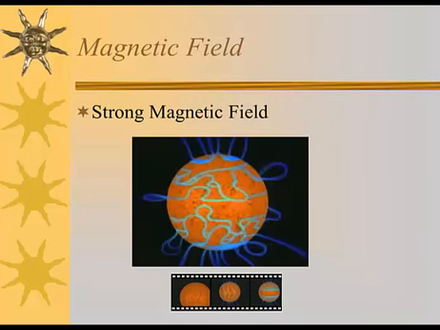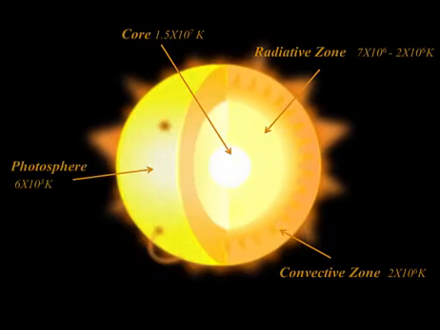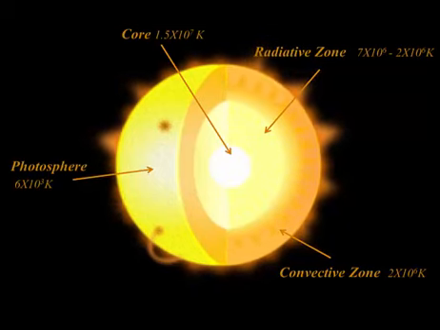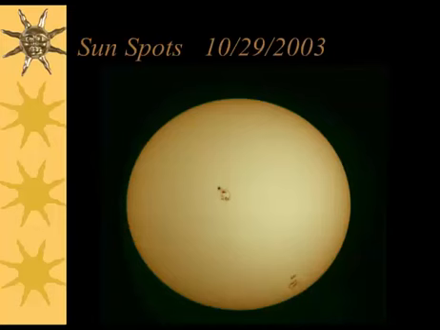Moving on from the Sun's magnetic field, let's go out towards the surface. The visible surface of the Sun is known as the photosphere. Here we find temperatures of approximately 6,000 Kelvin. It's on the photosphere that we may find sunspots, much cooler areas on the surface of the Sun. As we see through this telescopic image, sunspots can be quite large across the surface of the Sun.